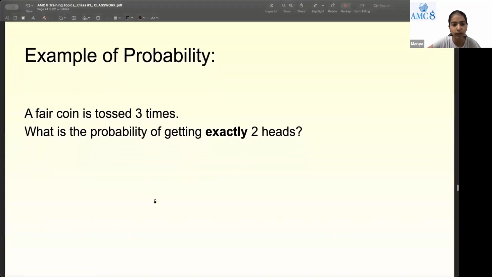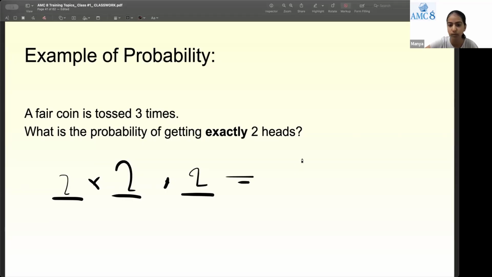Suppose that a fair coin is tossed 3 times. What is the probability of it getting exactly 2 heads? So there's a fair coin and it's tossed 3 times. So 2 times 2 times 2. And this is the chance for every time. This is just like the total chance. So 2 times 2 times 2 is equal to 8. 2 to the power of 3.